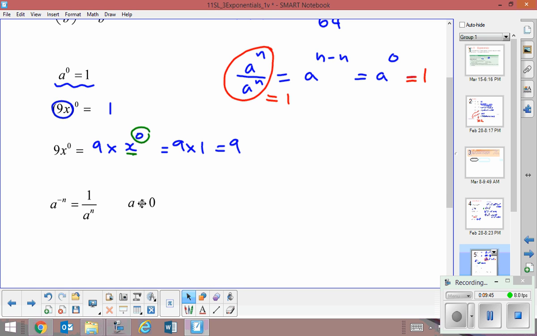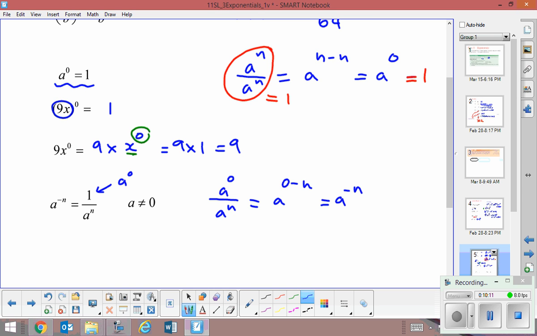Next one here, we have a to the minus n. So that's another one you may have learnt. We could do a little proof of that. If we had a to the 0 over a to the n, which is what we turn that one into, then our rule says subtract powers. So we have a to the 0 minus n equals a to the minus n. So that's one way of doing a little proof. So if I have 3 to the minus 2, that's the same as 1 over 3 squared. So negative indices mean it's in the denominator.